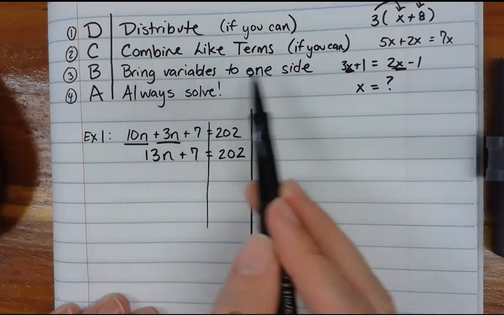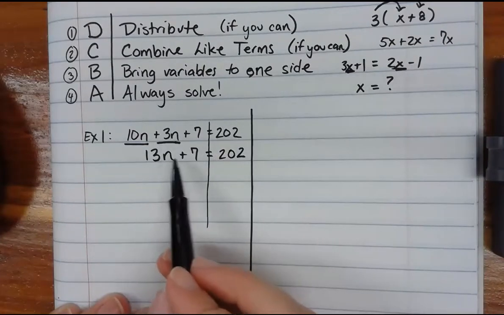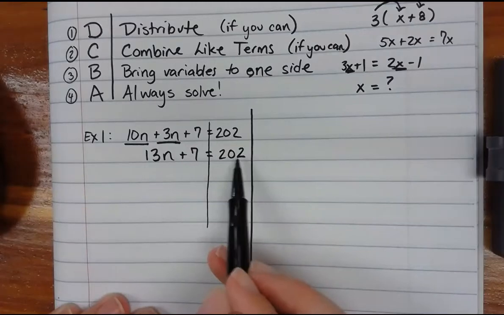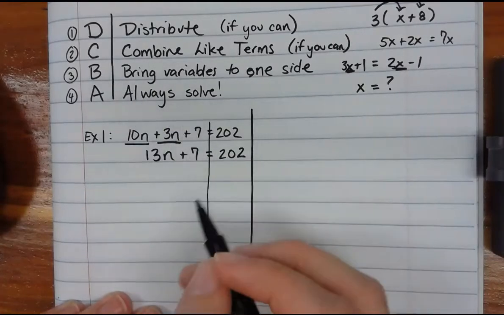All right, so we have combined like terms. Do we need to bring variables to one side? So do we have an x on one side and an x on the other? Well, if we look on this side, we do have an n. Is there an n over here? There is not. So the variable step is also already done. Now we're ready to just solve like normal.